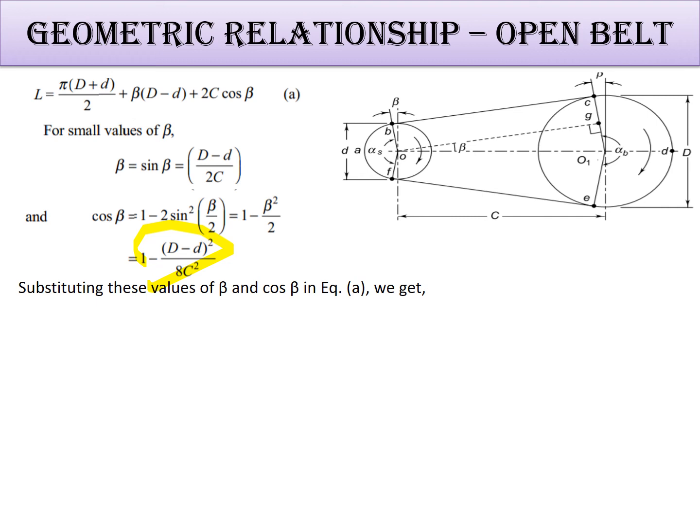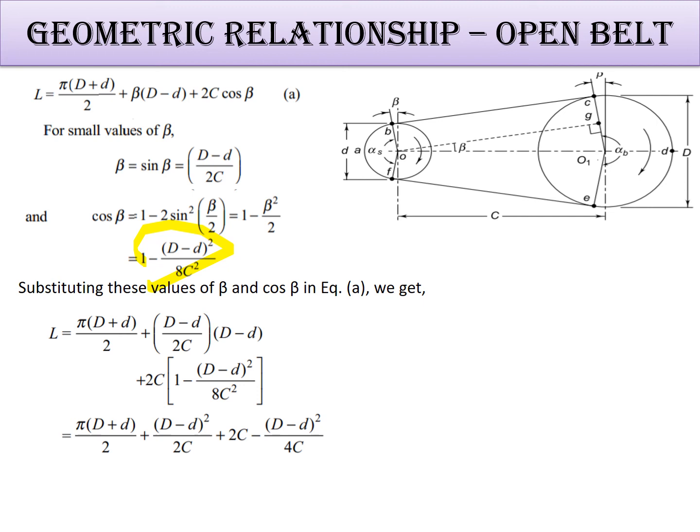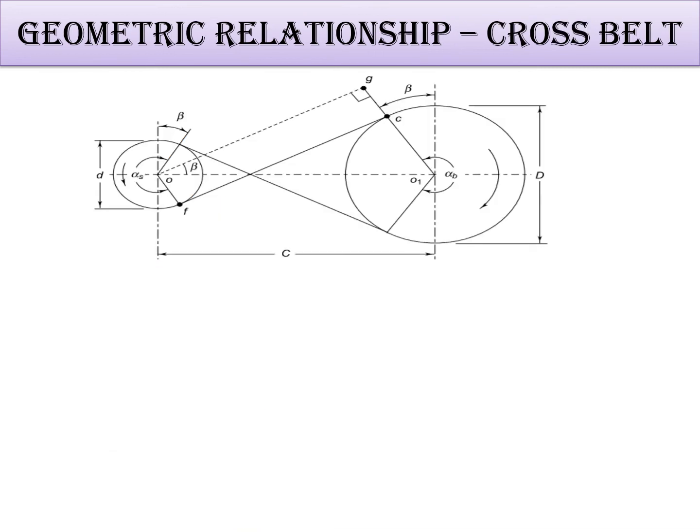So substituting this value of beta and cos of beta and solving these terms, we get the formula: length is equal to 2C plus pi times capital D plus small d by 2, plus capital D minus small d whole square by 4 times C. So this is how it is done for the open belt.